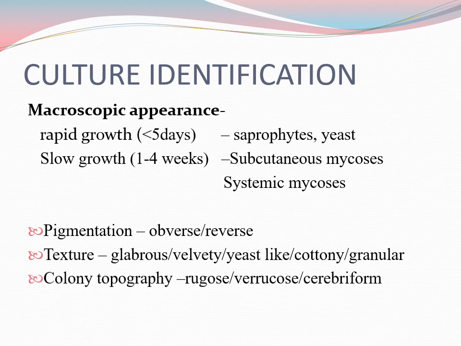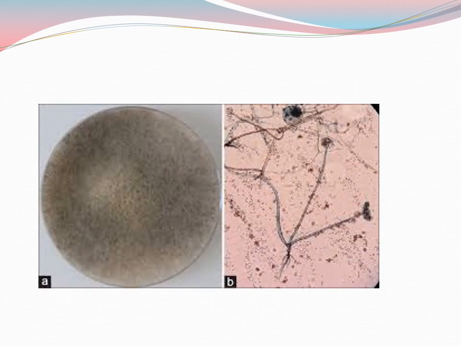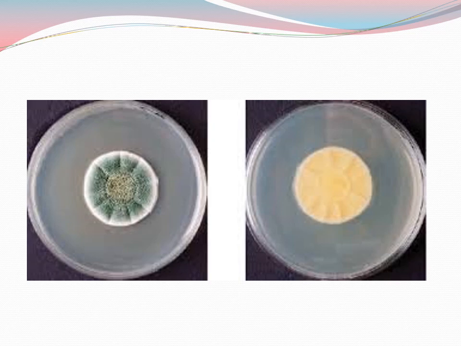Then the colony topography, that is whether the colonies we are seeing are rugose, verrucose, or cerebriform. So here you can see the cottony growth, it will be like cotton. This slide shows velvety growth.